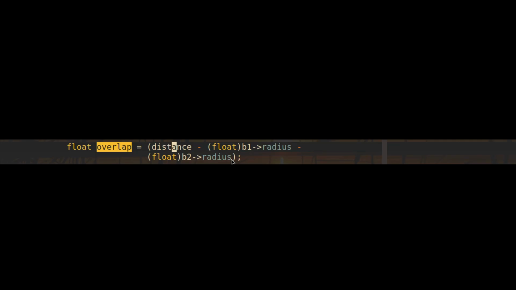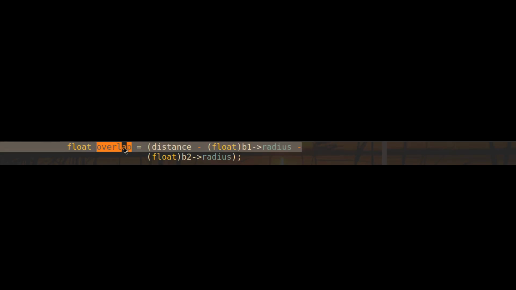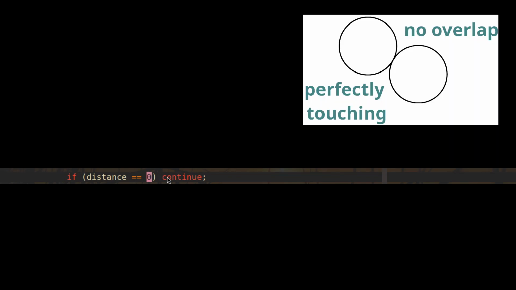That would say that there's overlap. And we know that there's overlap because the ball colliding thing already tells us that. So this should be a negative value. But there could be a case where they're perfectly touching. So to handle that, if the distance is equal to 0, just skip the rest of the logic because we don't want a divide by 0 error.